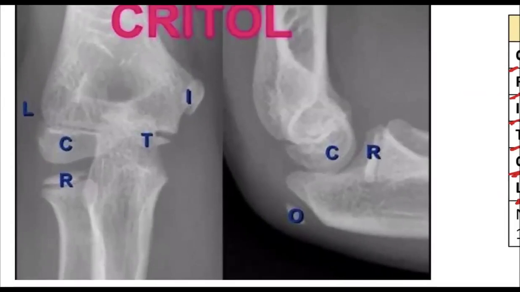So now coming to the ossifying centers. How to pick up these ossifying centers? Don't go with a mnemonic like CRITOL while looking at the X-ray. You might get confused. Some people even get confused with the medial side and the lateral side.